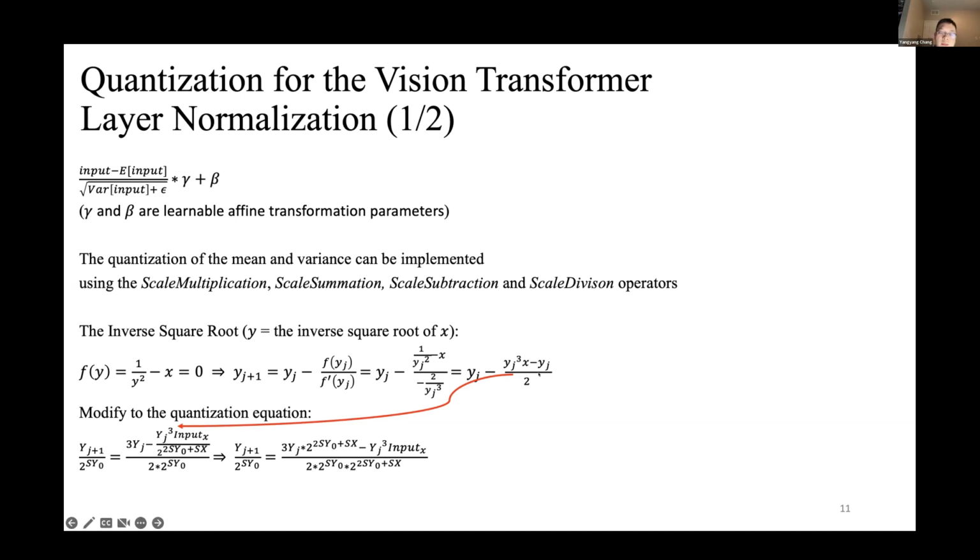So we convert this final equation to y_{j+1} over 2 to s_y0 over here. What is y0 here? It's the initial point of Newton's method, because we need to give an initial point to find the final value of the inverse square root of x. As you can see, I add many scales over here because we need to finally deal with both scales and the integer value.